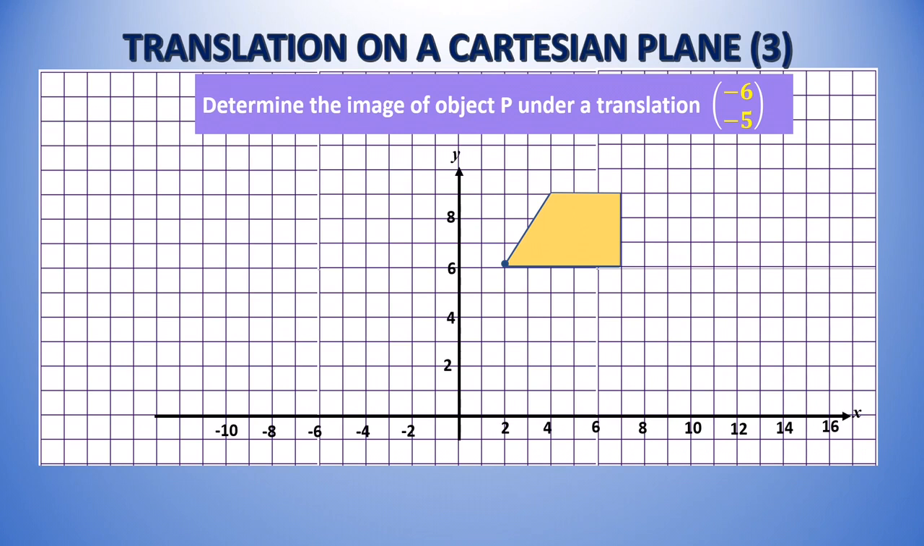Translation (-6, -5) means move to the left hand side by 6 units, then followed by movement downward by 5 units.